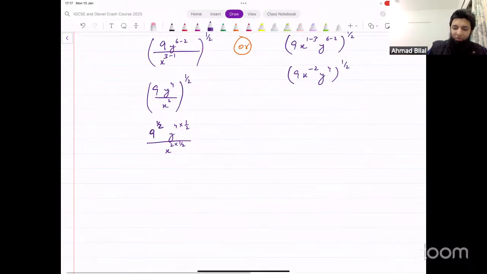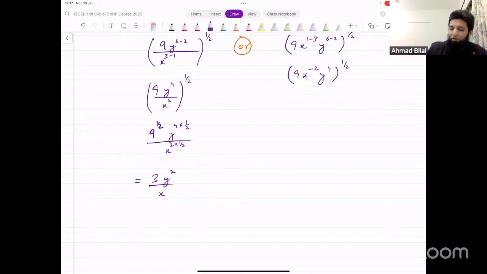Now, 9 raised to power 1 over 2, what's that? That's basically square root of 9. That is going to be 3. y raised to power 4 over 2, that's just 2. In the denominator, 2 into 1 over 2, that's just x. And we have 3y squared over x. That is the simplified form of this. And that's our final result.